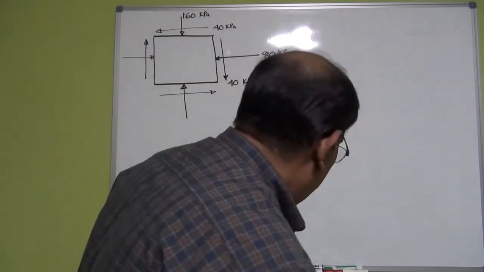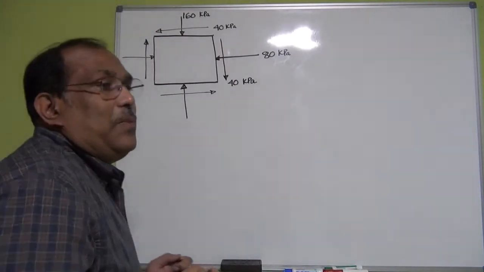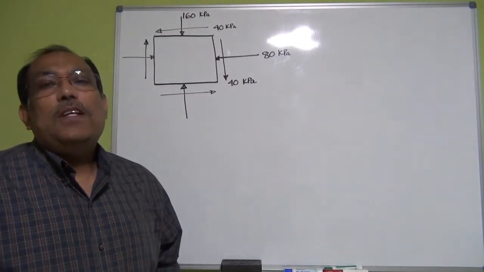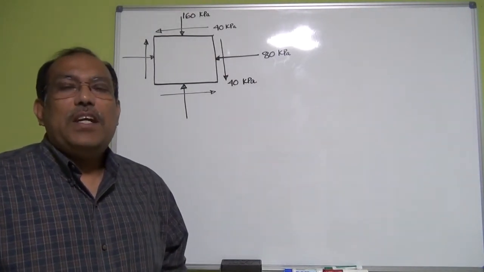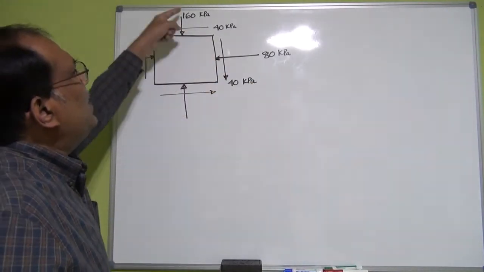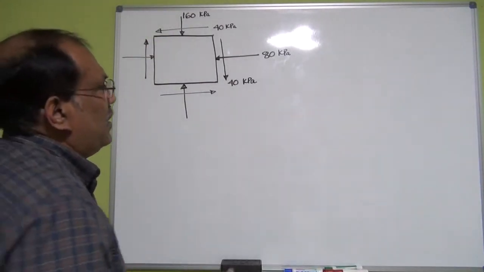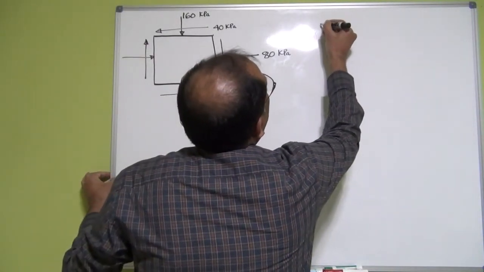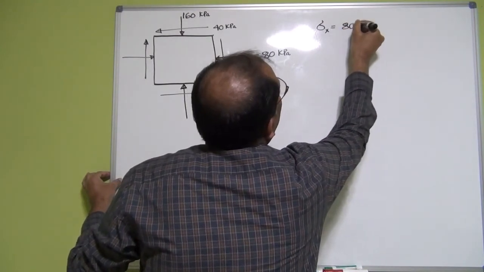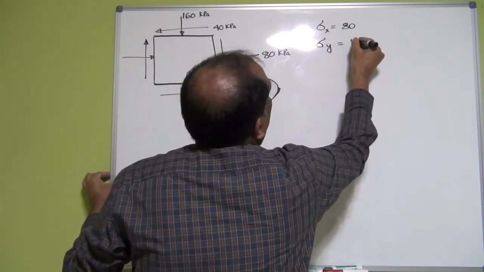Now you can see here that unlike our mechanics of solids class, your normal stress, when it is compression, would be positive. So here you can see your sigma x is compression, sigma y is compression, so both of them are positive here. So I'll just say your sigma x is 80 and your sigma y is equal to 160.